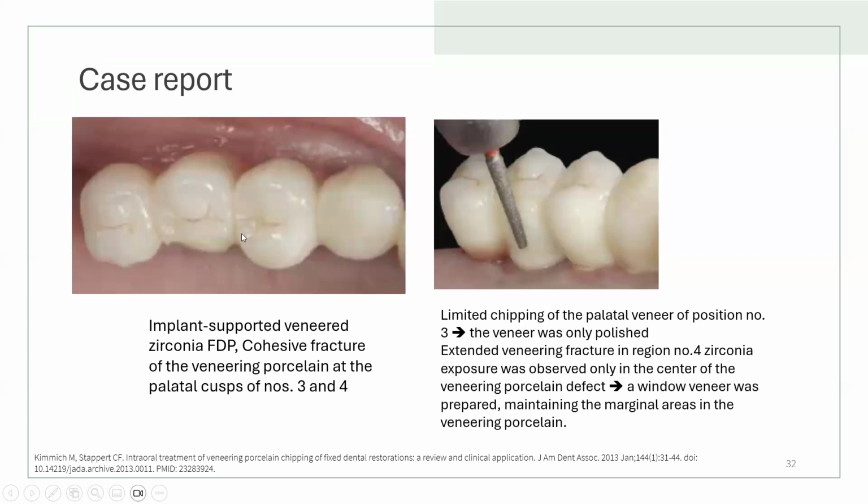But in the center of the palatal surface, there is an adhesive failure, so the zirconia core was exposed. So for the tooth with the minimum chipping, the authors decided to do just simple polishing and leave it as it is. And for the other tooth, where there is exposed zirconia core, the decision was to replace it with a porcelain veneer that would be bonded to the old restoration.